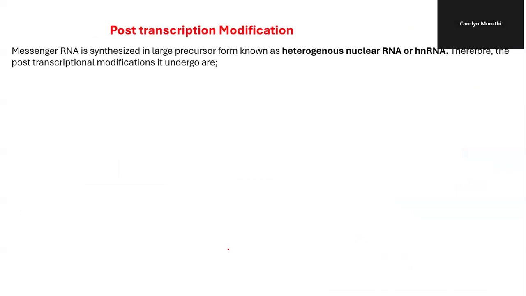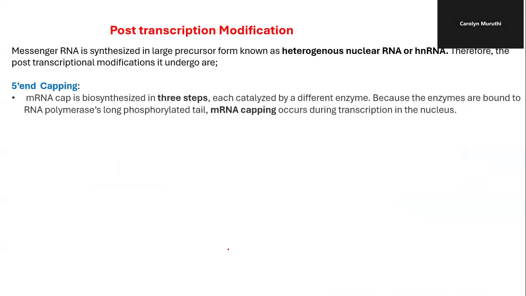Messenger RNA is synthesized in a large precursor form known as the heterogeneous nuclear RNA or pre-mRNA, and therefore it must undergo post-transcriptional modification. And this includes the 5' end capping, and this capping takes place in 3 steps, and each step is catalyzed by a different enzyme. And because these enzymes are bound to the RNA polymerase in the long phosphorylated tail, we see that mRNA capping occurs during transcription in the nucleus.